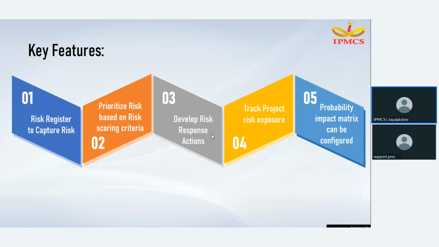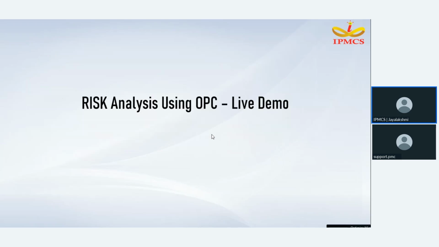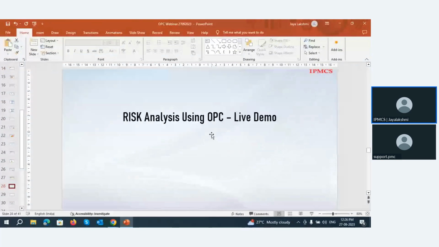Its key features are that it has a risk register to capture risks. Then we can prioritize the risks based on the risk scoring criteria. And we can develop risk response actions, and compare the impact of the risk before exposure and after exposure. Then track project risk exposure, and there are probability impact matrices that can be configured for the project. Let me show you how this can be done in OPC.